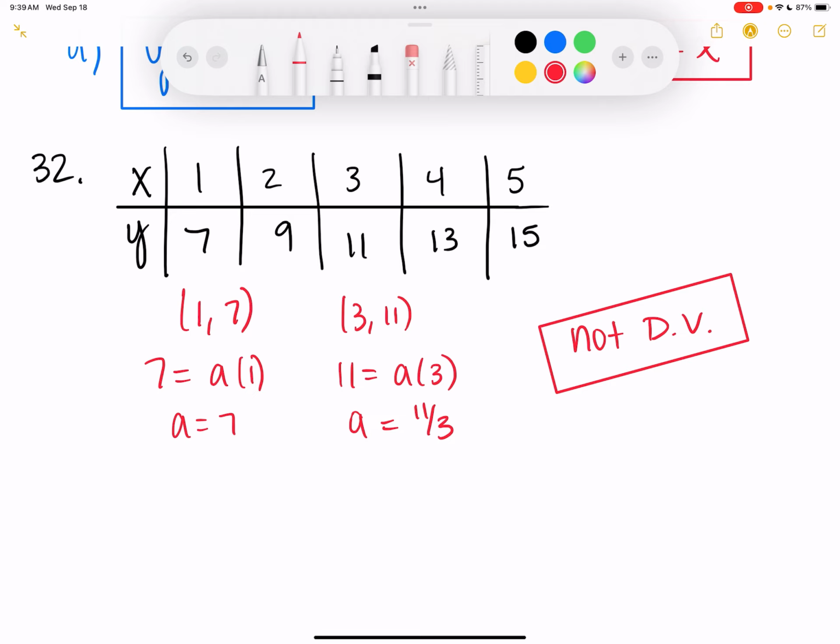Can I ask a question? Couldn't we just write an equation like y equals 2x plus 5, and since it has an extra number, it can't be a direct variation? Exactly. Like we did in chapter 1 where we wrote an equation from the table. Potentially you could, but this is the way you're supposed to do them for this.